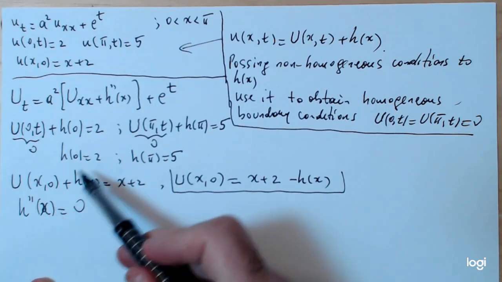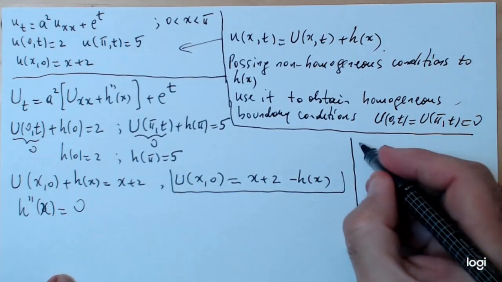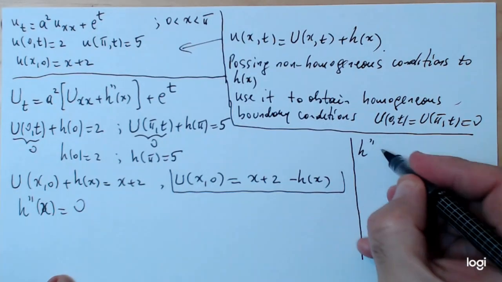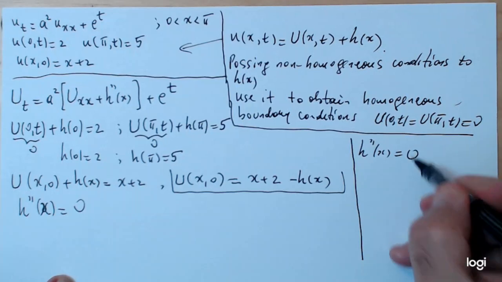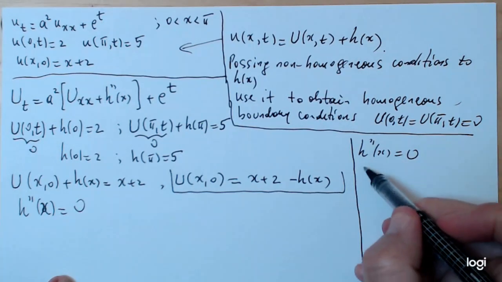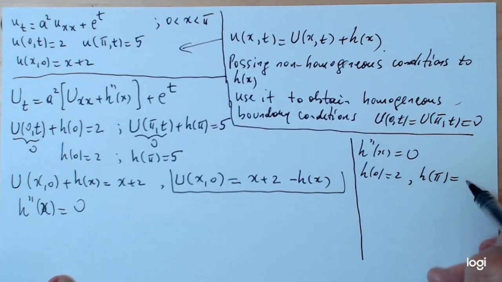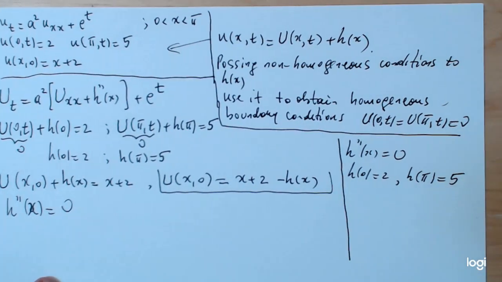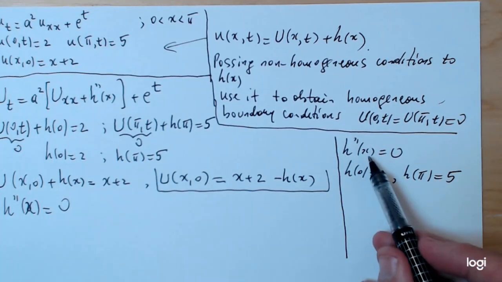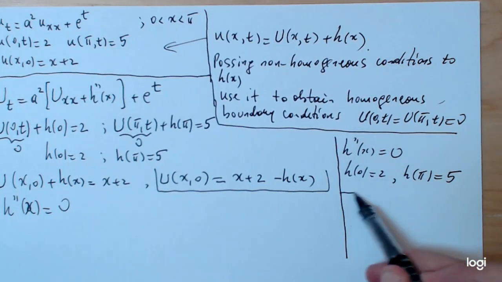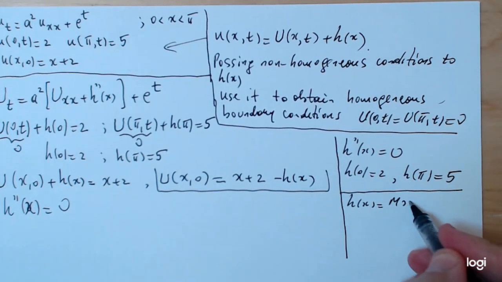So with these conditions imposed on h of x, you obtain the problem that determines h of x. So h double prime is 0 with h of 0 equals 2, h of pi equals 5. We have met this before. So remember, if I integrate twice h double prime of x, that means h of x should be just a linear function in x.